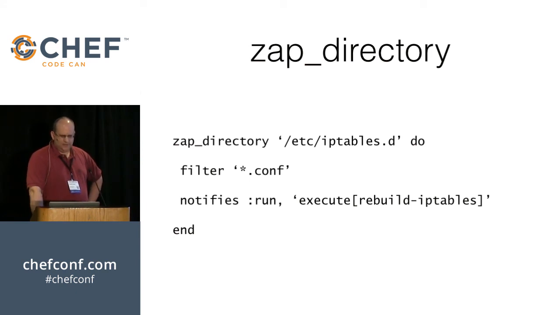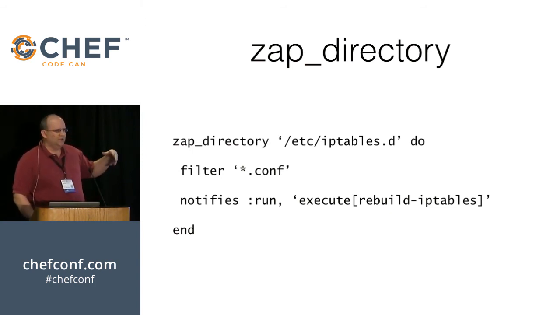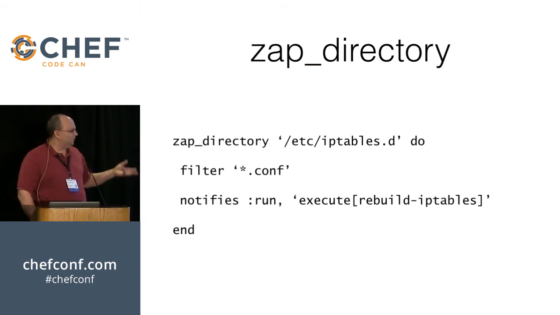Another pattern that's out there is the Zap Directory, which we use a lot. Since it's implemented as a heavyweight resource provider, because I can reuse code on there, you can do things like notifies, and there's a filter, because you may have in your etc tables.d readmes or something that have a description of things that are going on there, so you want to only remove the conf files.